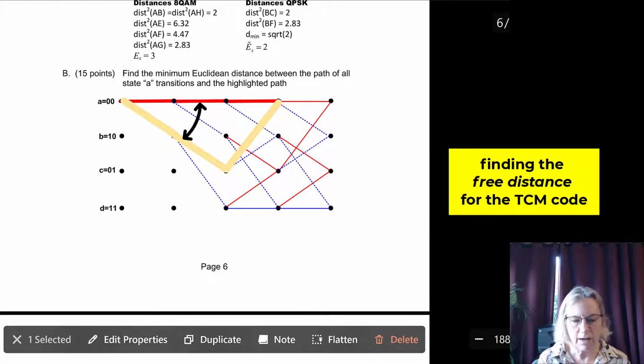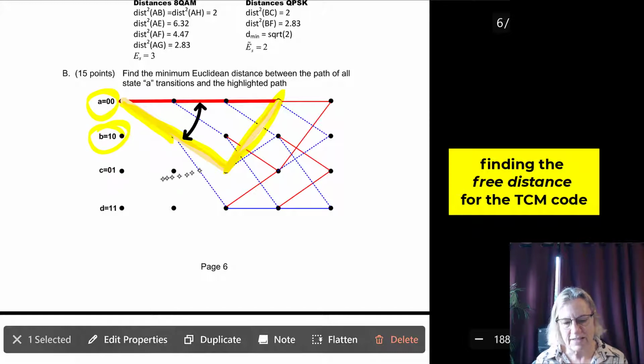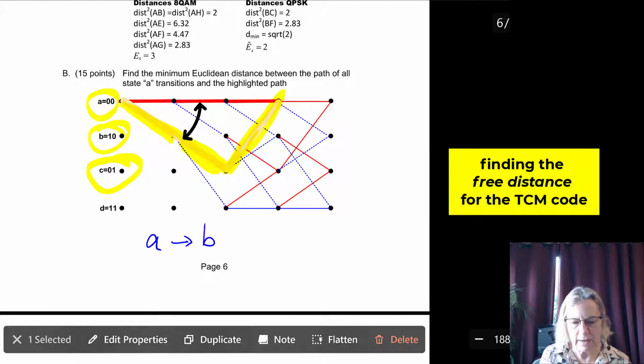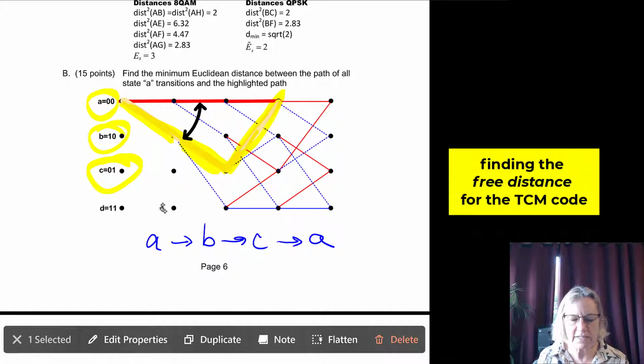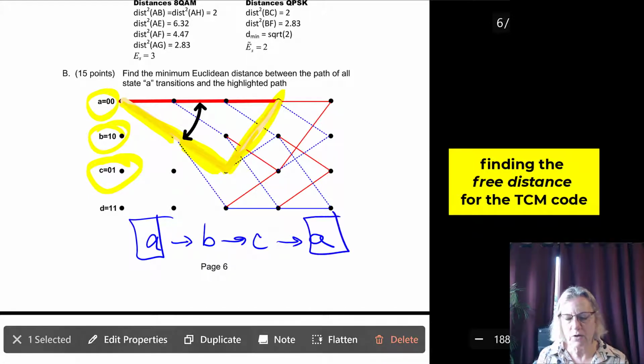Here you see one already highlighted path where I go from state A to state B, that's the first one. Then the second part I go from B to C, and the third part, I go from C back up to A. If I were going to write this transition, I would say it was A to B, B to C, and C back up to A. And of course, when we're looking for minimal distance, we're always looking for paths that go from A to A, and we compare the length of this path to the length of the all zero path.